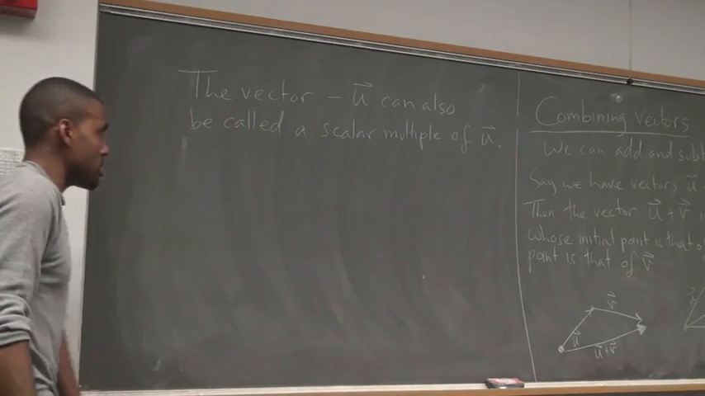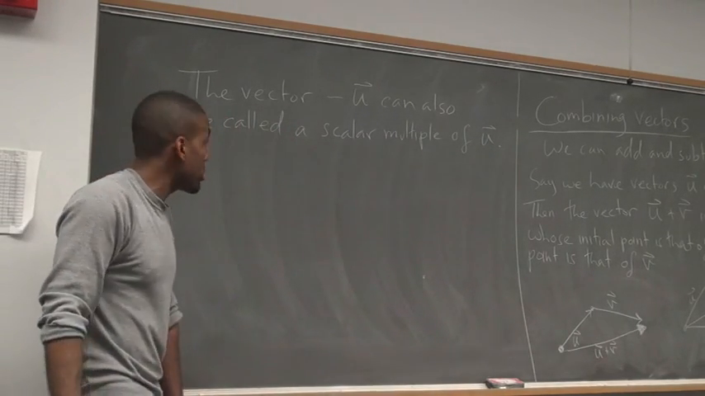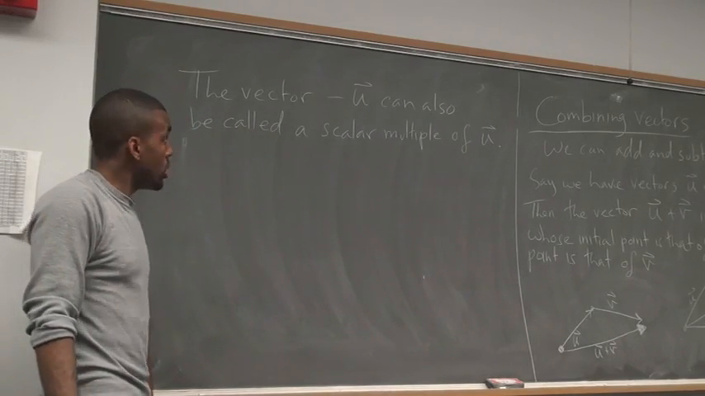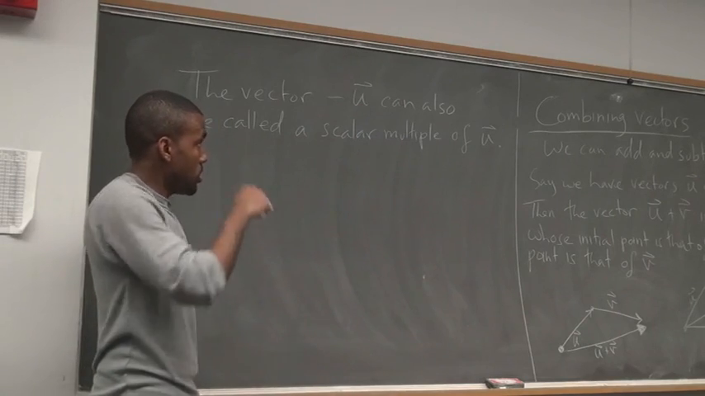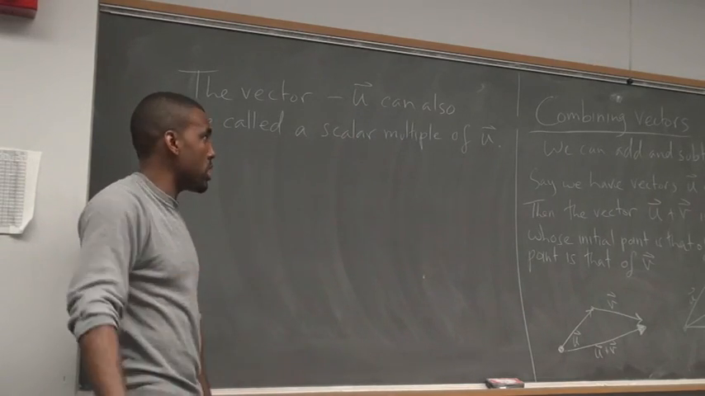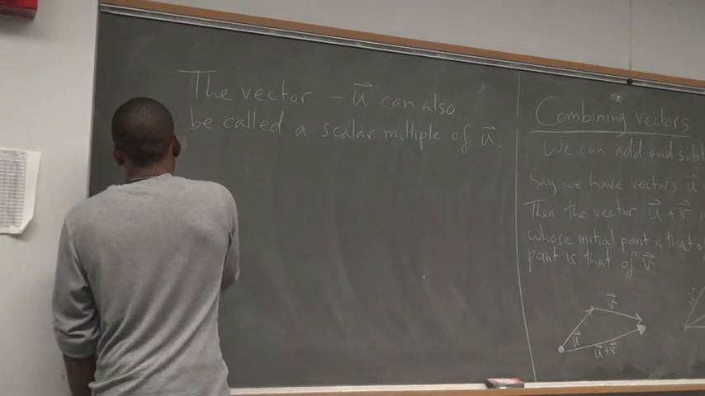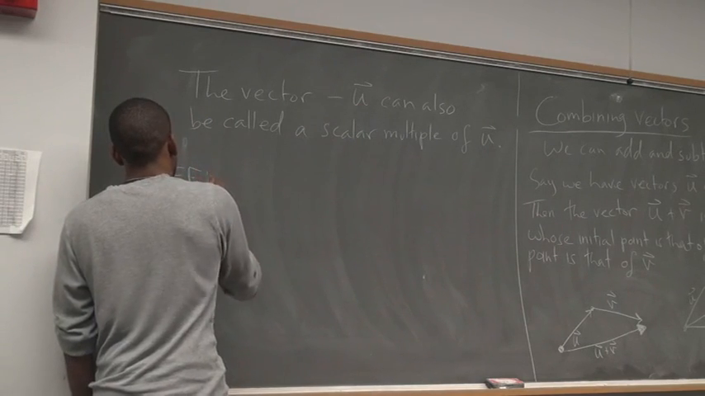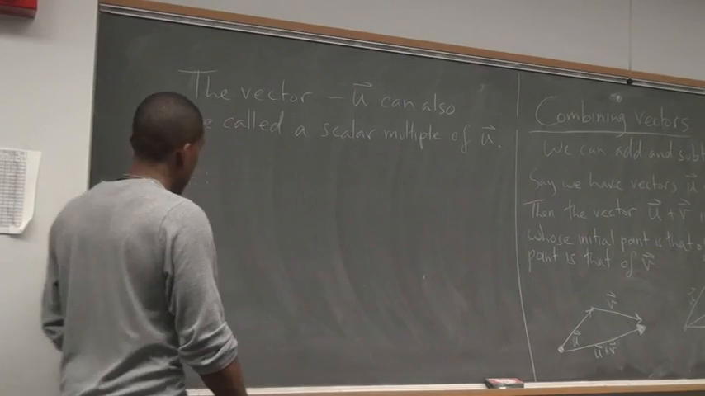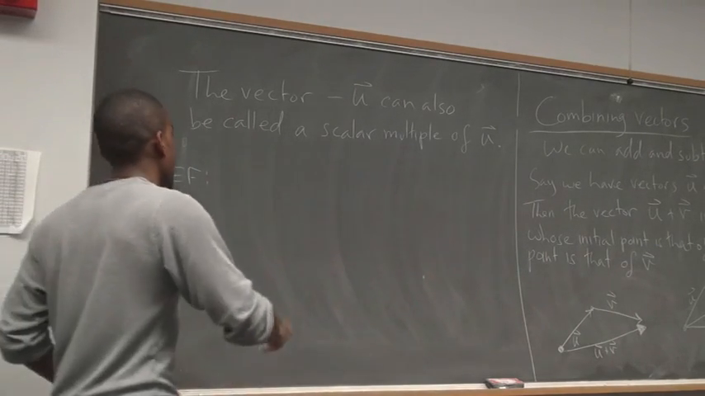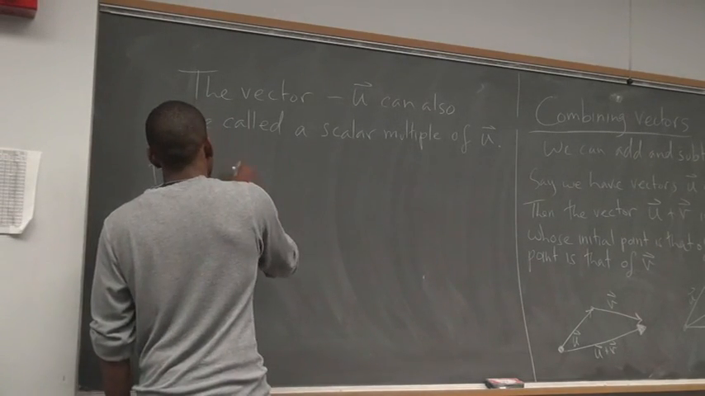Remember I told you scalars and vectors don't always play well together. In terms of multiplication, they actually do. You can multiply a scalar by a vector. That minus u, I can actually think of as minus 1 times u. So multiplication, they're fine. You can't add a vector to a scalar though, but you can multiply them. So let me actually define that.